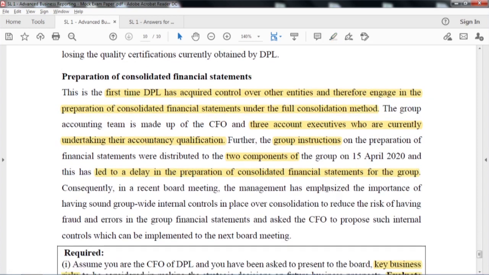In a recent board meeting, management emphasized the importance of having, now this is the topic, group wide control. This is the syllabus topic they test, and this is why I say there is one particular page in the auditing standard book, auditing standard number 600, annexure on consolidation process risk, and there is a topic called group wide control. You can easily write answers. Reduce the risk of having errors and fraud, and then they ask to propose such internal control. We can easily write this answer, right?